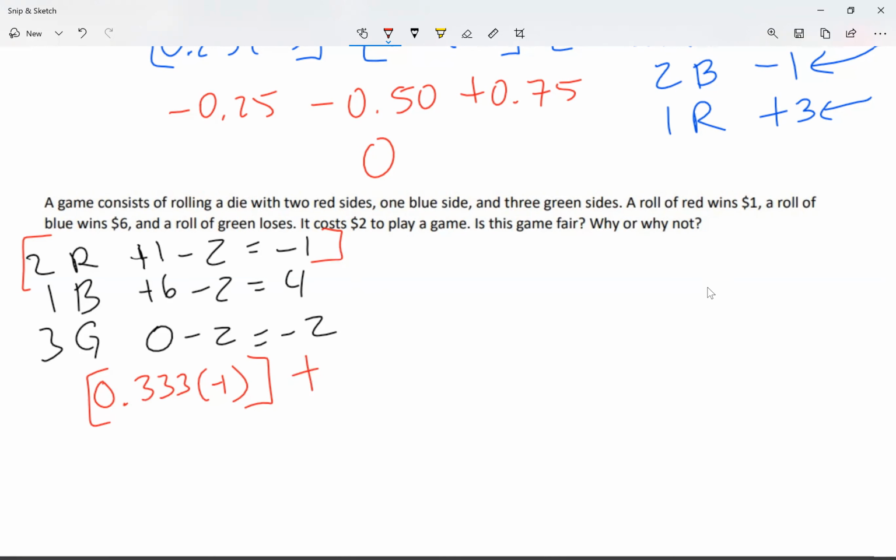Now let's take a look at the blue. What's the probability of winning? You have 1 out of 6. So let me call this 0.167. And let me multiply this by 4. Why? Because if you get a blue, you win $4. Technically, you win 6, but because you paid $2 to play, you really just won 4.